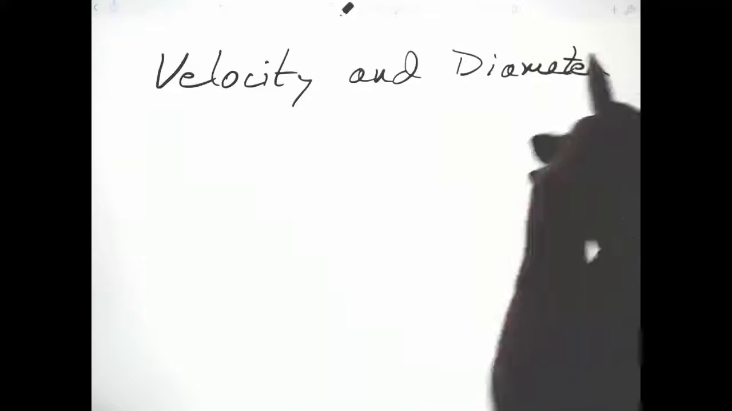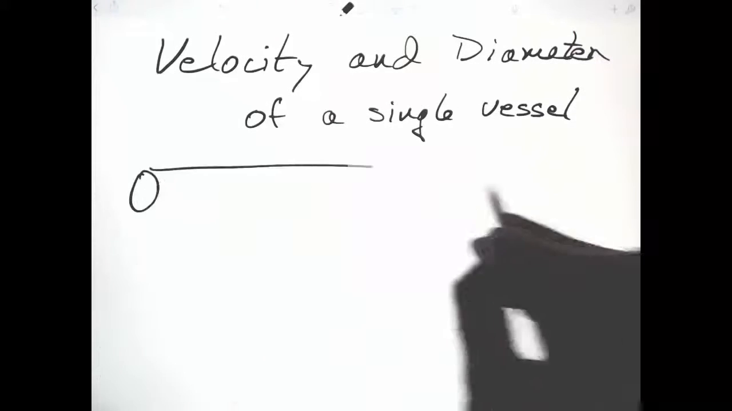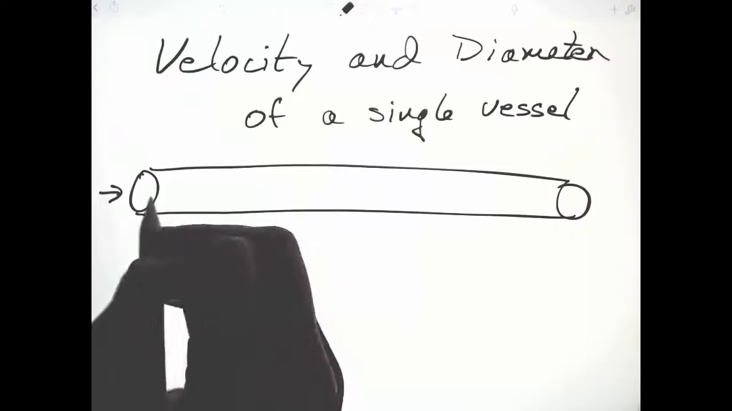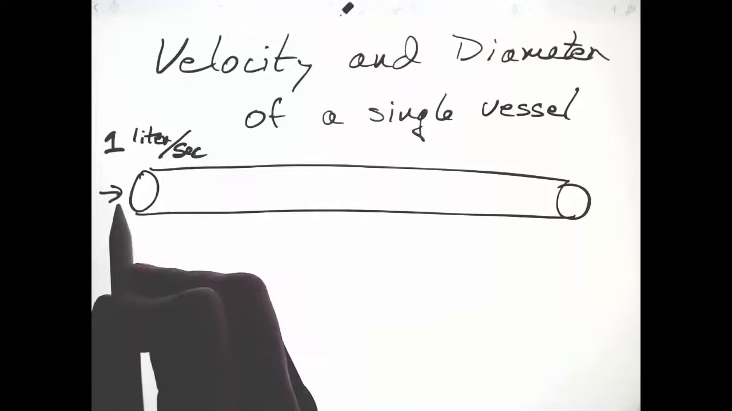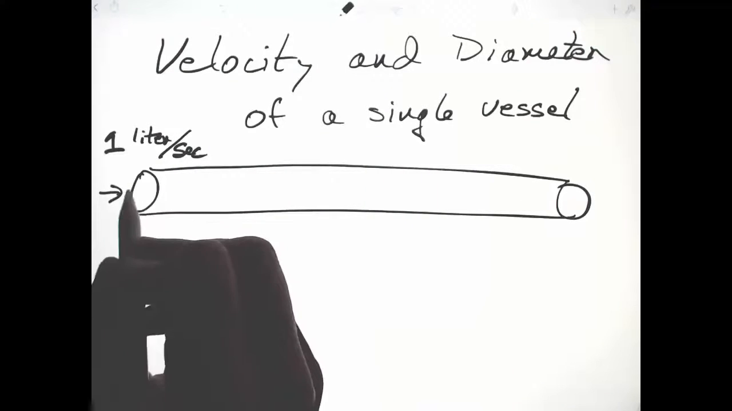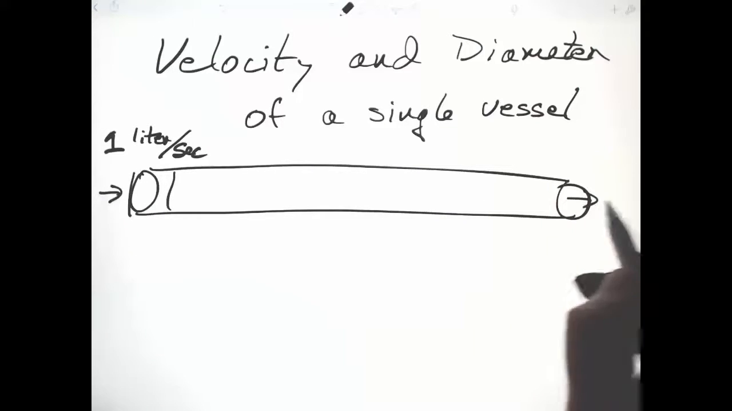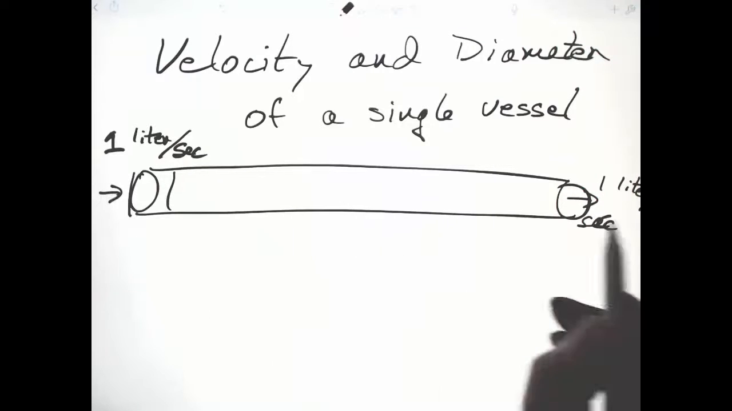Next, we need to think about velocity and the diameter of a single vessel. So think about a garden hose. If we put some volume of water in at this end, say we put 1 liter in per second, fluids are relatively incompressible. So if we put 1 liter in per second, that means 1 liter per second has to come out the other end. 1 liter per second in, 1 liter per second out.